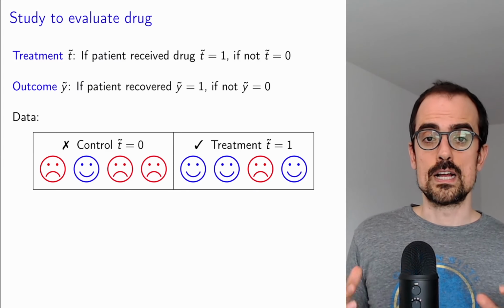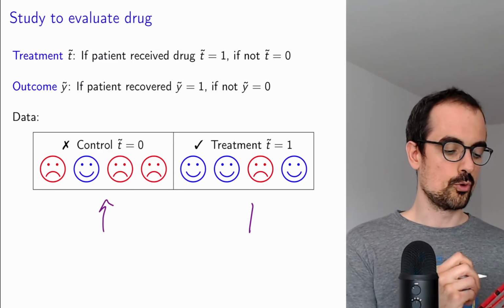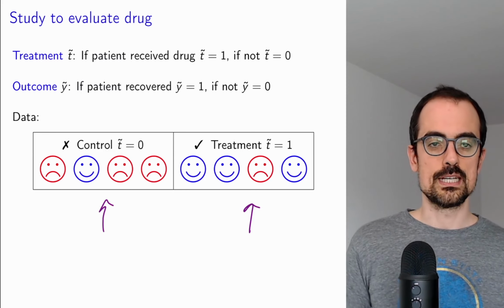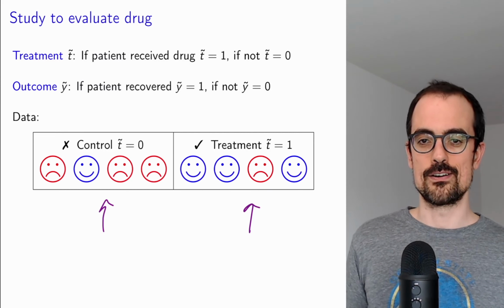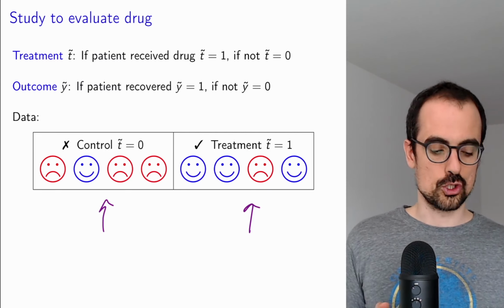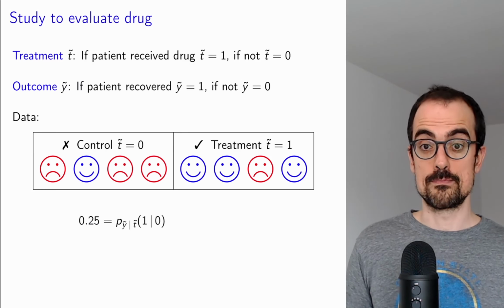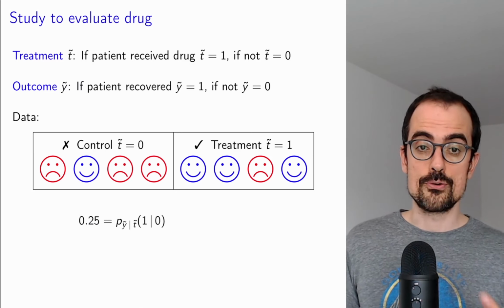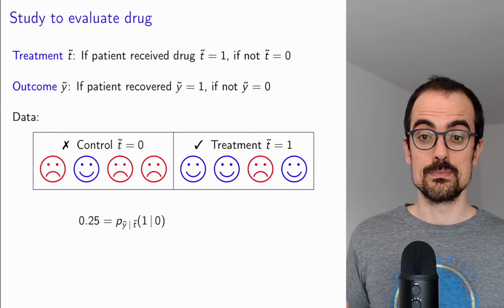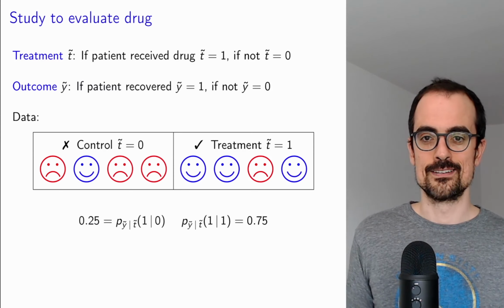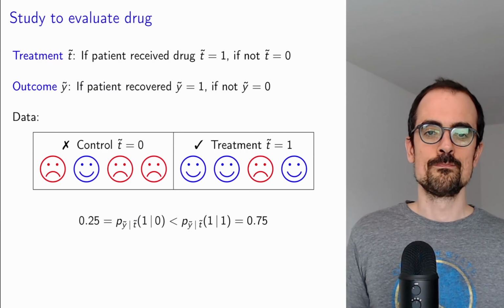Typically, in studies to evaluate drugs, you have the control group where you don't give the medicine, and you have the treatment group where you do give the medicine. Here we see that in the control group, there's one happy face and 3 sad faces. Happy face means they recover, sad face, they do not recover. So the probability of recovering, given that you're in the control group, is 25%. And in the treatment group, there's 3 happy faces and 1 sad face. So the probability of recovering if you're in the treatment group is 75%, which is much higher. So you might think that there's an effect here, like the drug seems to be effective.